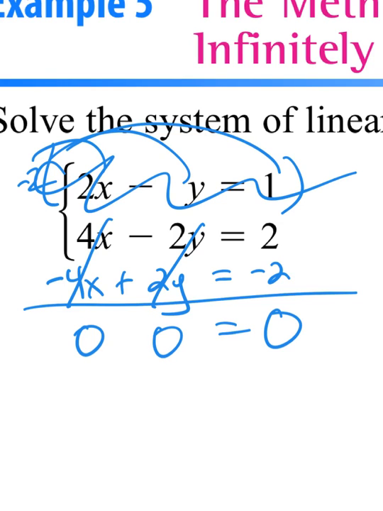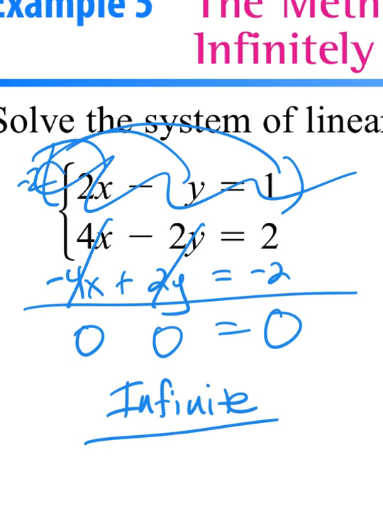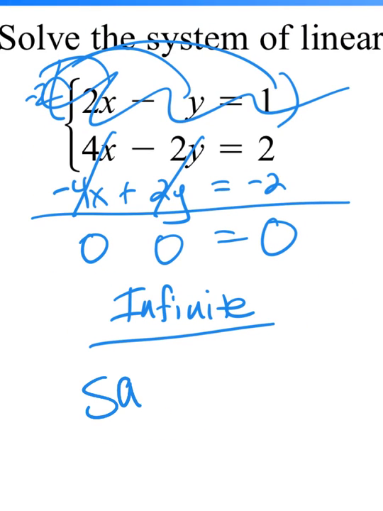What happens when everything cancels out? Infinite solutions. That means they are what kind of lines? They're perpendicular. Not perpendicular. They're the same line. It's the same line. You would graph and they'd be right on top of each other, meaning any point in the world that's on those lines will satisfy both equations.